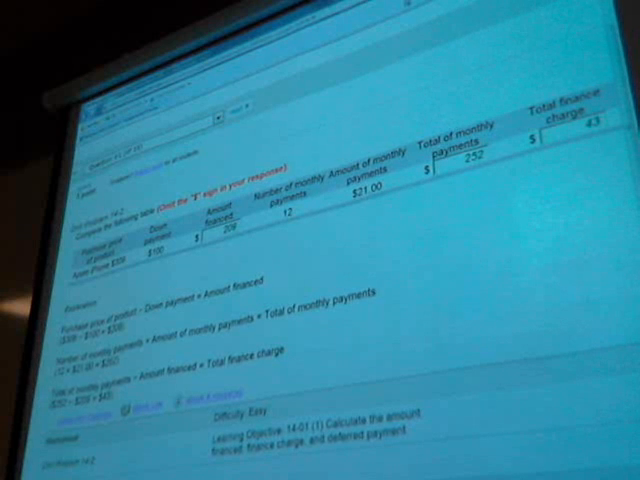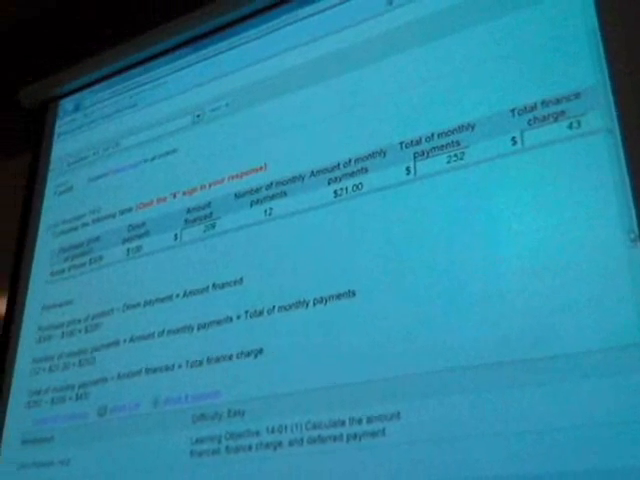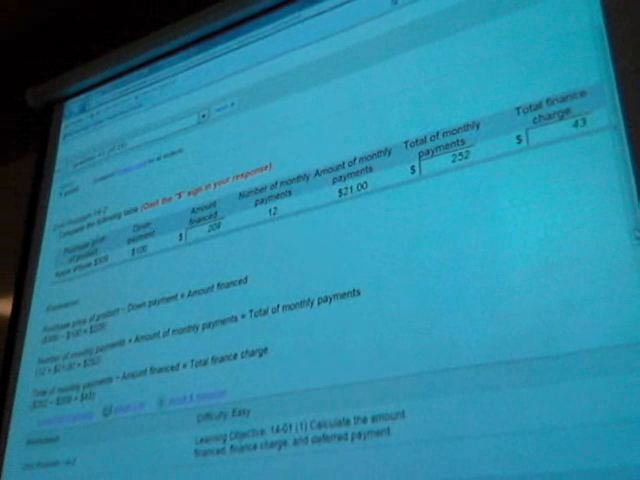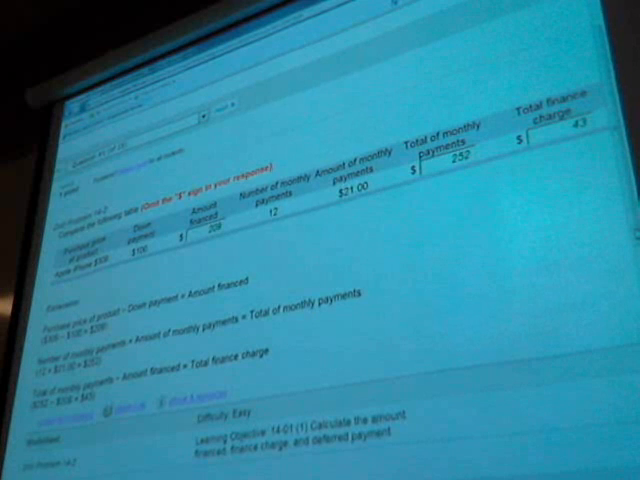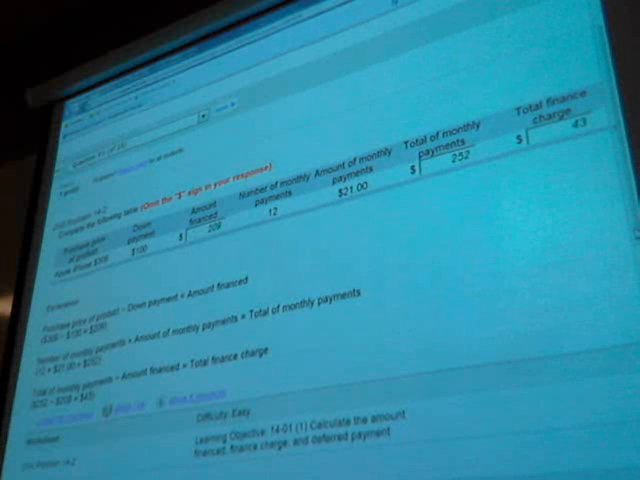Once you have that, then you find the total of monthly payments, and you use that to find the finance charge, right? Finance charge, FC. I have total of all monthly payments minus amount financed. Right, minus amount financed divided by what? Number of payments.